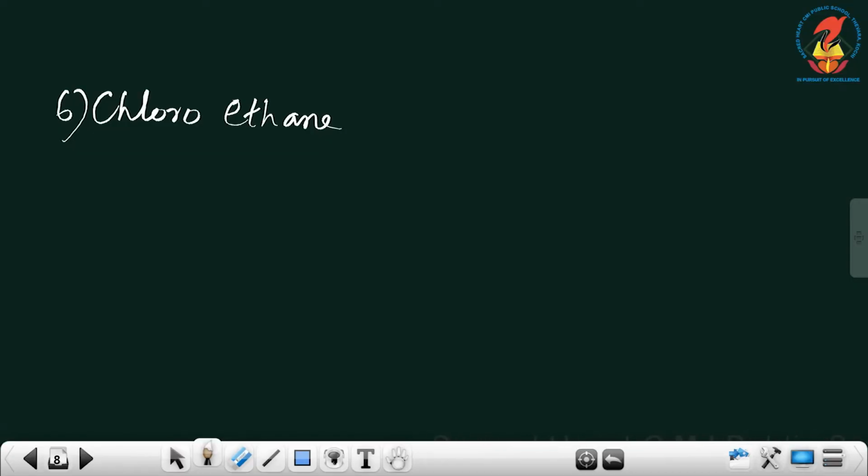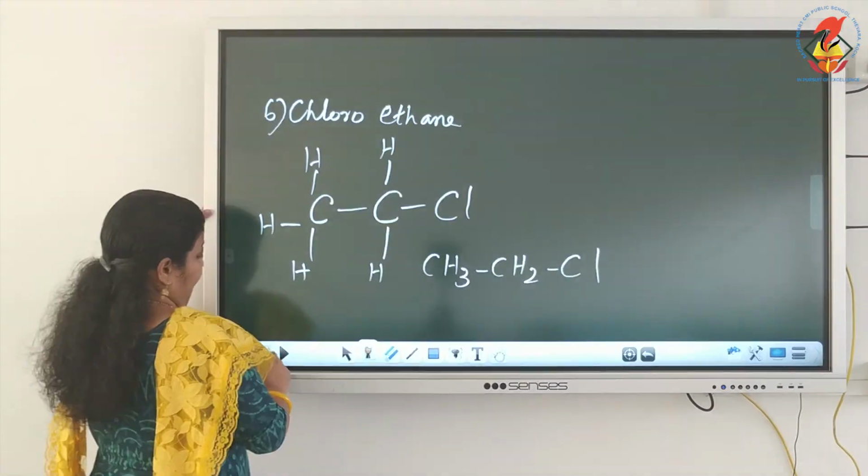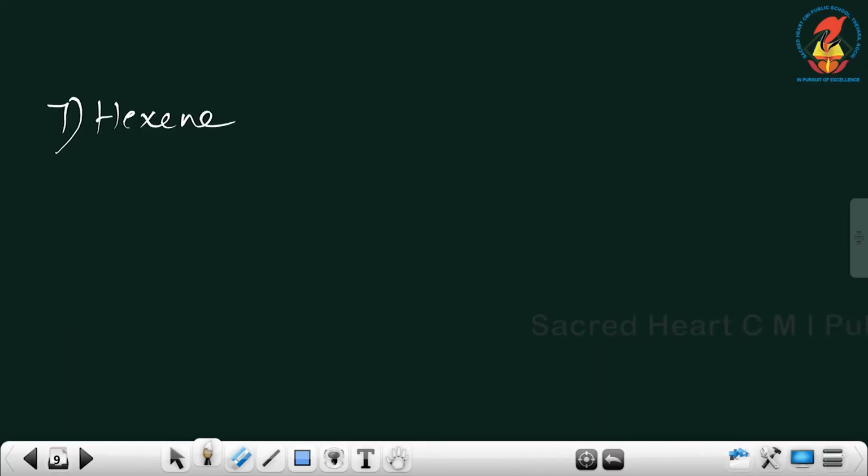Next, chloroethane, an easy compound. Ethane means 2 carbon atoms with a single bond in between. What is the functional group? Chlorine, Cl. Please don't count this C as carbon. This is C of chlorine only. Now the remaining valencies should be filled with hydrogens, so making it CH3, CH2Cl. Chloroethane.